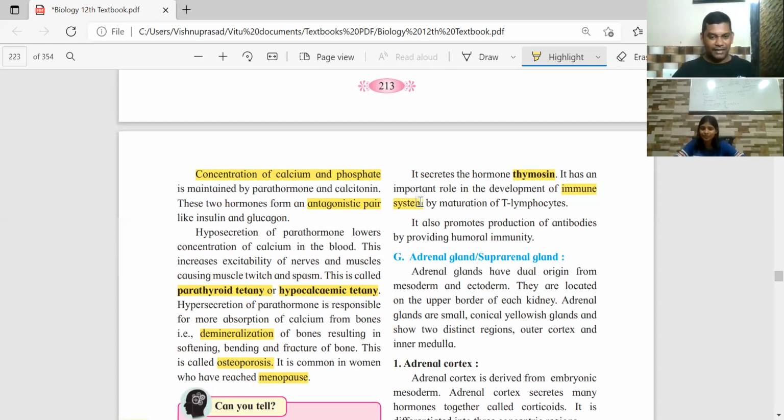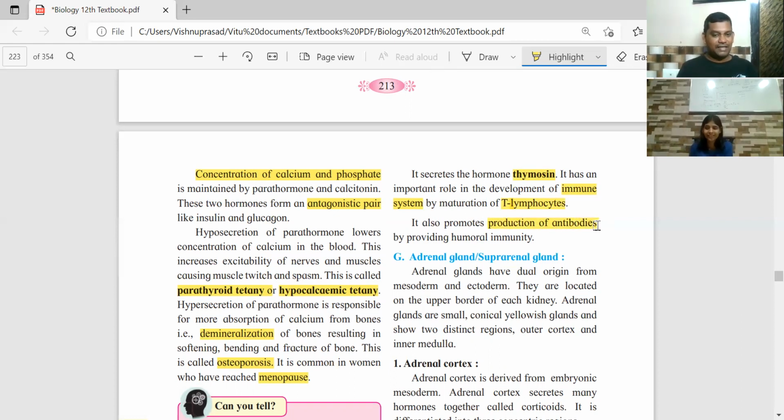In the blood, there is one type of WBC called lymphocytes. One of them is called T lymphocytes, which is associated with immunity. So more and more T lymphocytes should get matured and help in providing immunity. That is taken care of by thymosin. Thymosin also helps in production of antibodies.